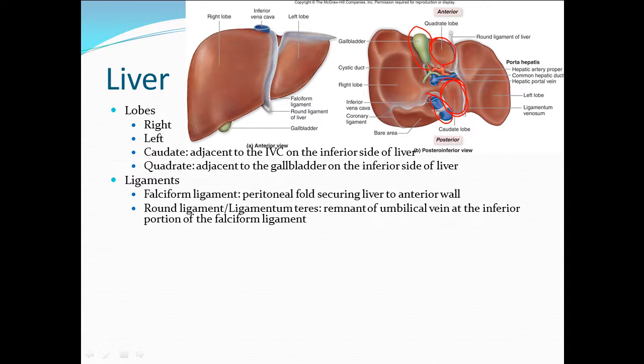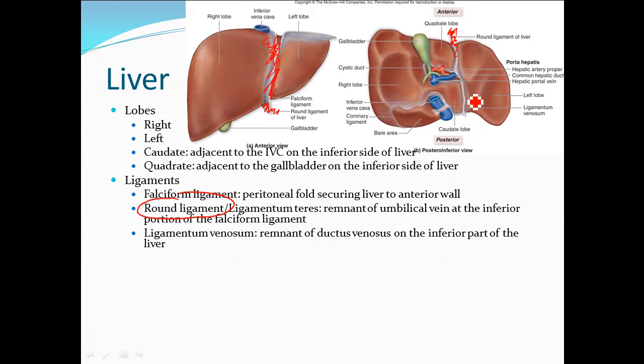There are different ligaments. The falciform ligament is this ligament here, and this helps secure the liver to the anterior abdominal wall. There's also a round ligament, and this one we've talked about before, right? The round ligament is the structure that comes off here. And what used to be a part of it? The umbilical vein, right?